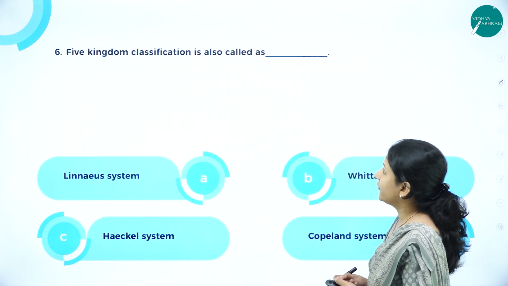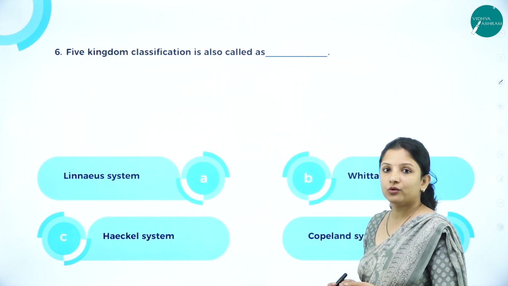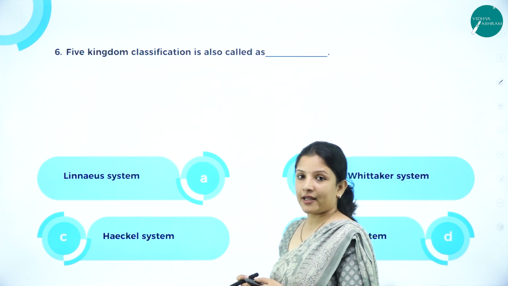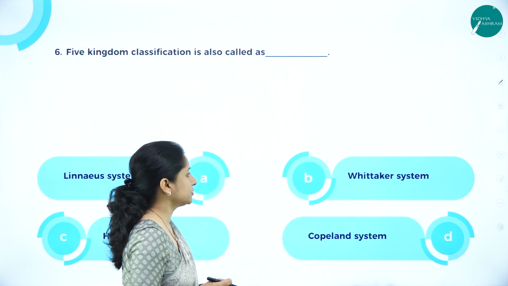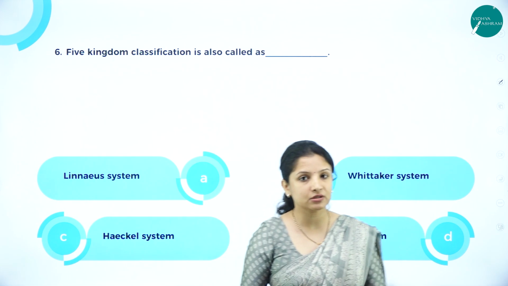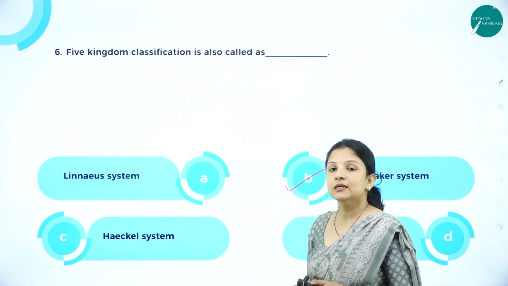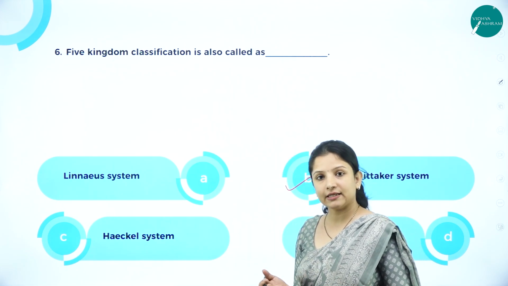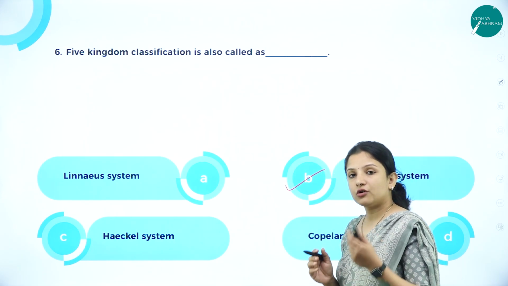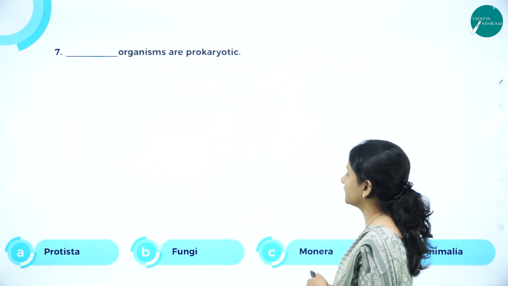Five kingdom classification is also called as? We know that the five kingdom classification was proposed by R.H. Whittaker. Therefore, it is also called Whittaker's system of classification. The two kingdom system of classification was proposed by Linnaeus, so it is called the Linnaeus system of classification. So the five kingdom system of classification is also called Whittaker's system of classification.